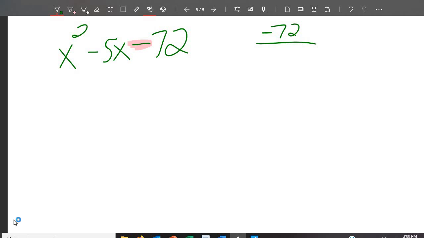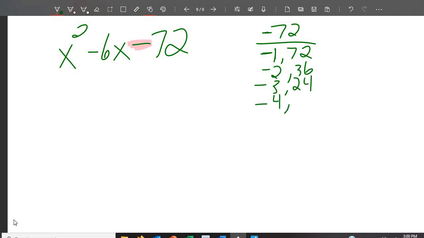Hold on, that's not going to work. 6 and 12. Change this to a 6. All right, so now 72 has a lot of factors, so you've got to be careful. Negative 3 and 24, negative 4 and 18, negative 6 and 12, negative 8 and positive 9.